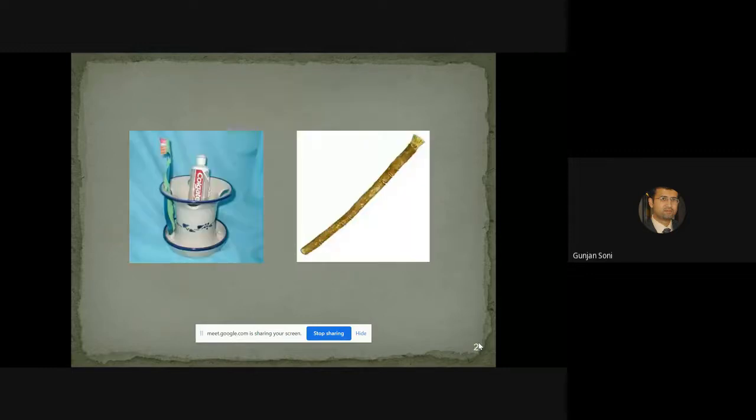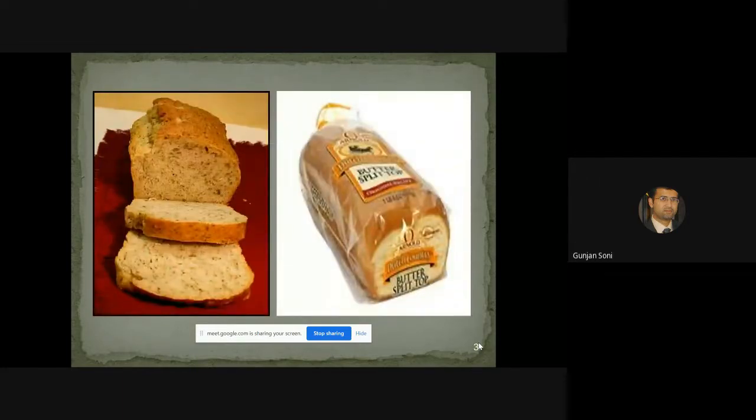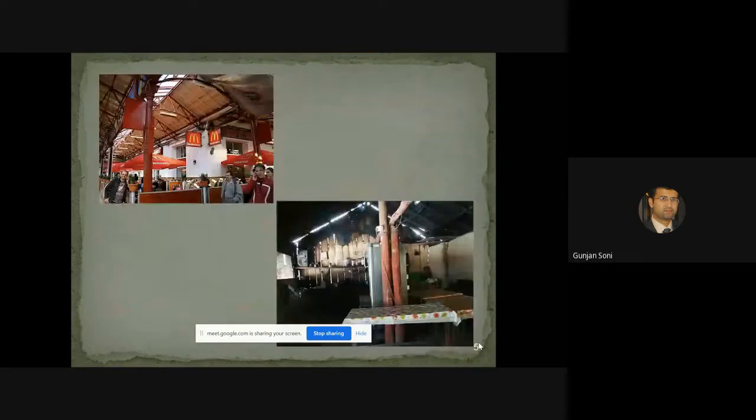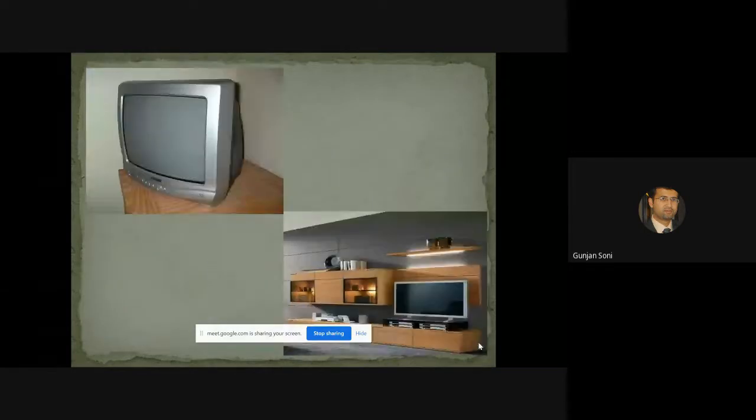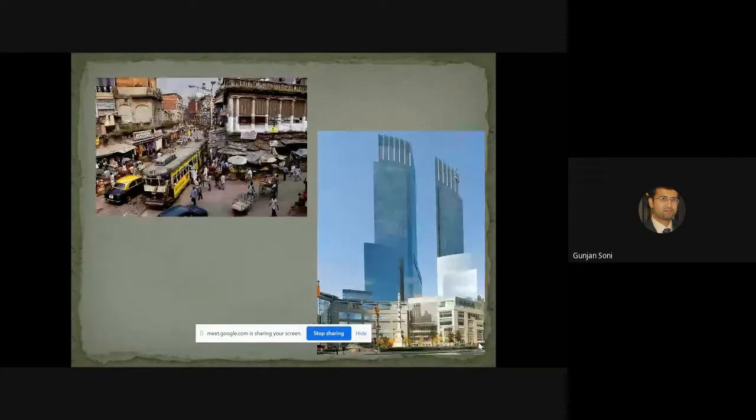So this is the first picture. This is the second picture. This is the third picture. This is the fourth picture. This is the fifth picture. And this is the sixth picture and the seventh picture.